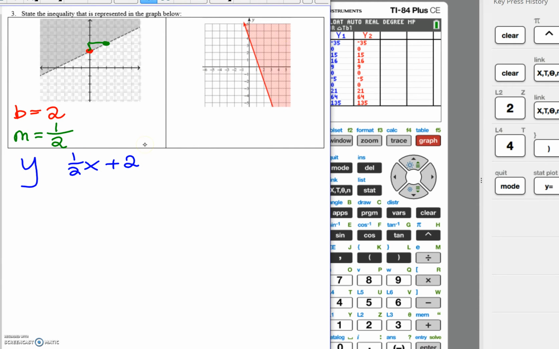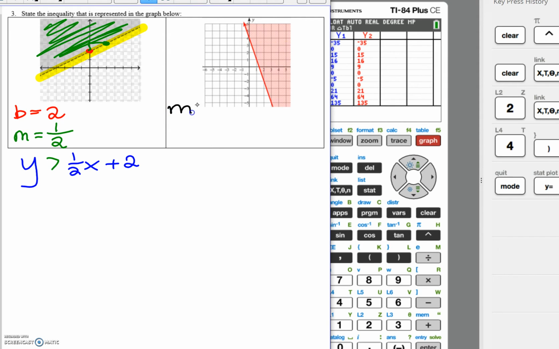Now I have to look at the type of line. We should notice that this line right here is a dashed line, and dashed line means we don't put the symbol underneath. Then we should look at the type of shading. We should notice that it's shaded above the line, which means it's greater than. And again, we do not want to put the line underneath like that because it is dashed.